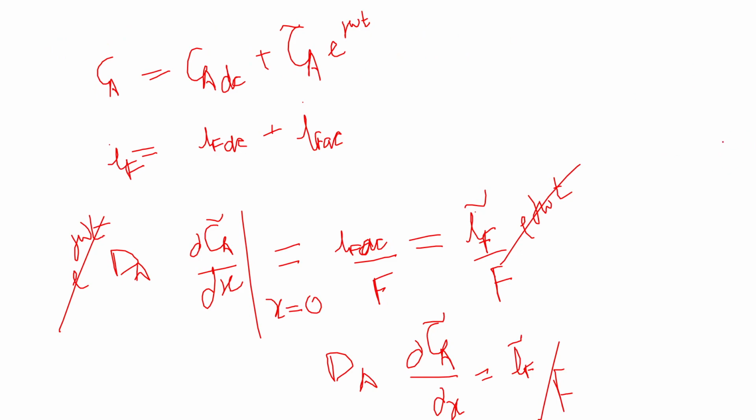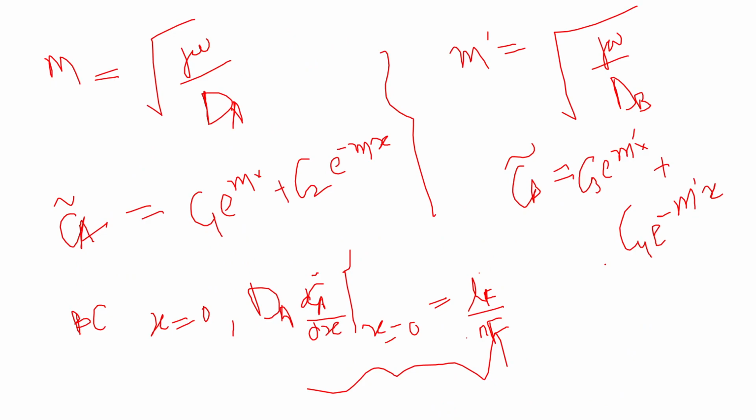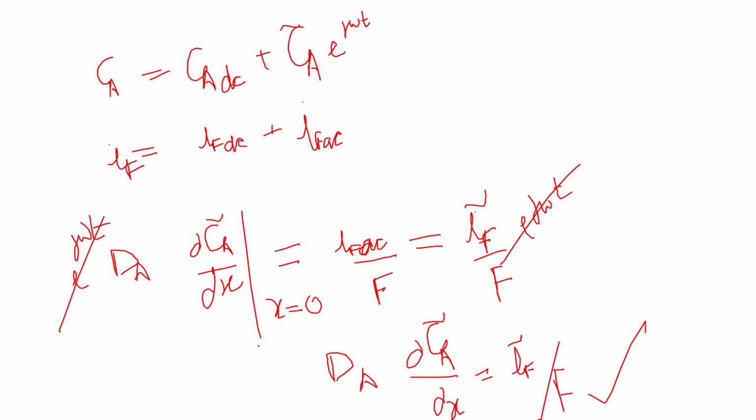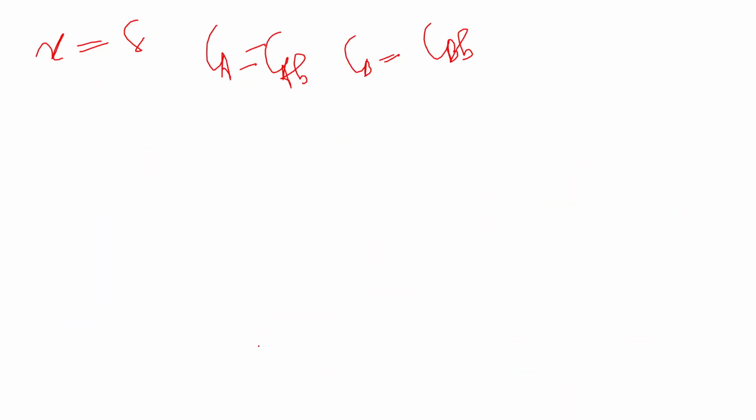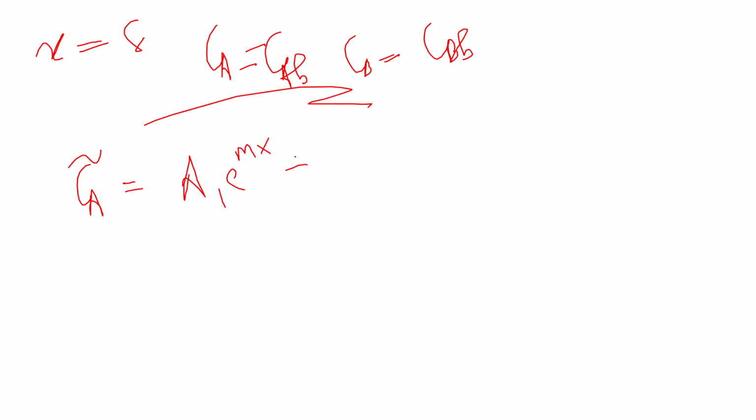The first boundary condition is this one, which corresponds to at x equal to 0. We just simplified it and wrote in terms of the AC terms. This becomes your second boundary condition. And which is your equation? You have CA equal to A1 e raised to mx plus A2 e to the power minus mx. Right? Now boundary condition number 1.